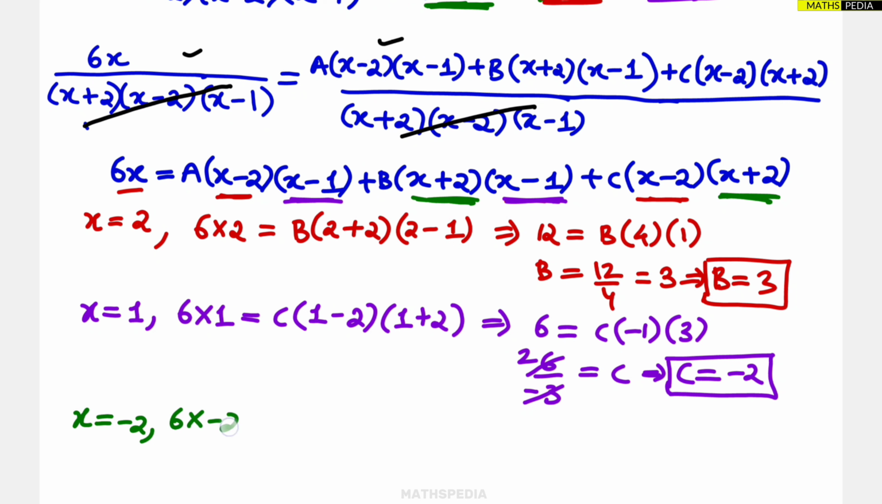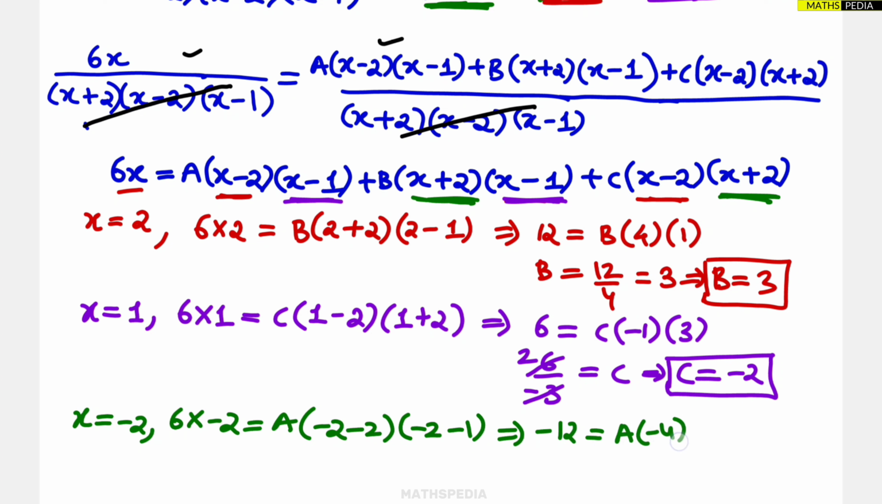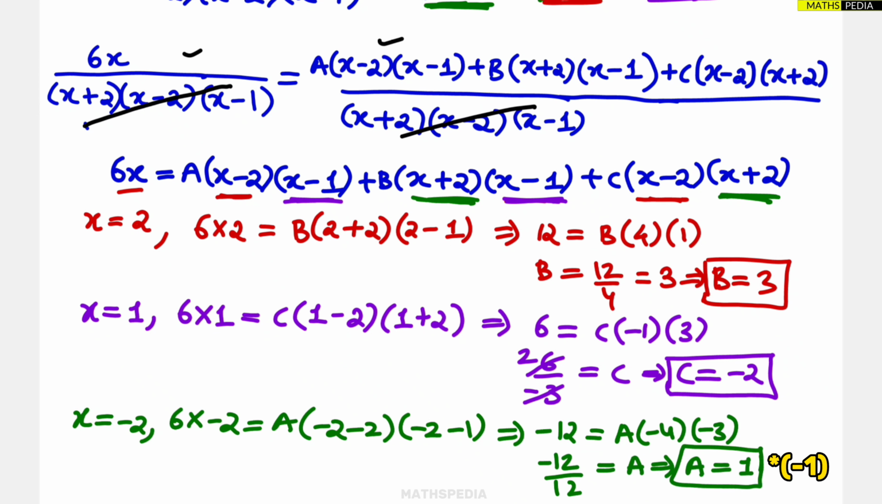So 6 into minus 2 equals A into (minus 2 minus 2) into (minus 2 minus 1). That implies minus 12 equals A into minus 4 into minus 3, so it will be plus 12. If it goes there, it will be minus 12 by 12 equals A. That implies the A value is equal to minus 1. This part is also done.